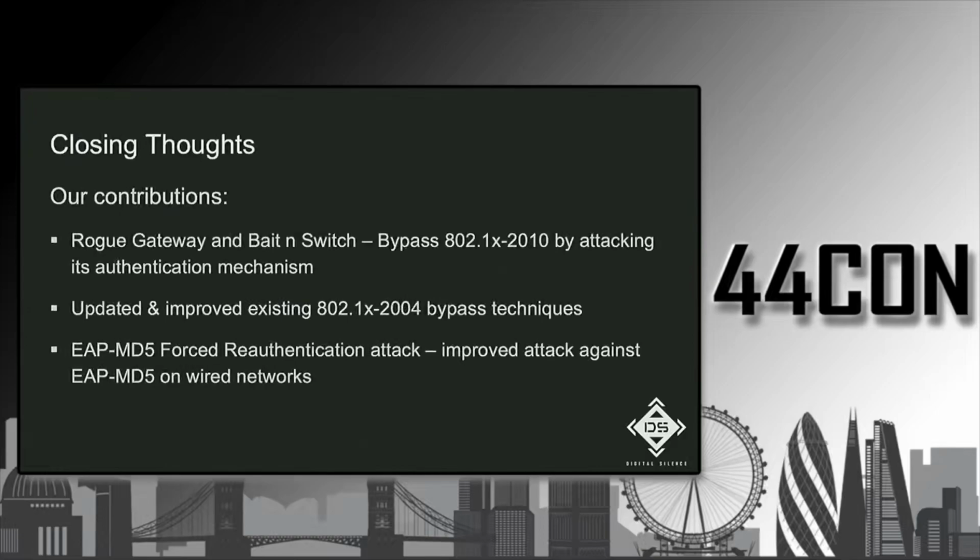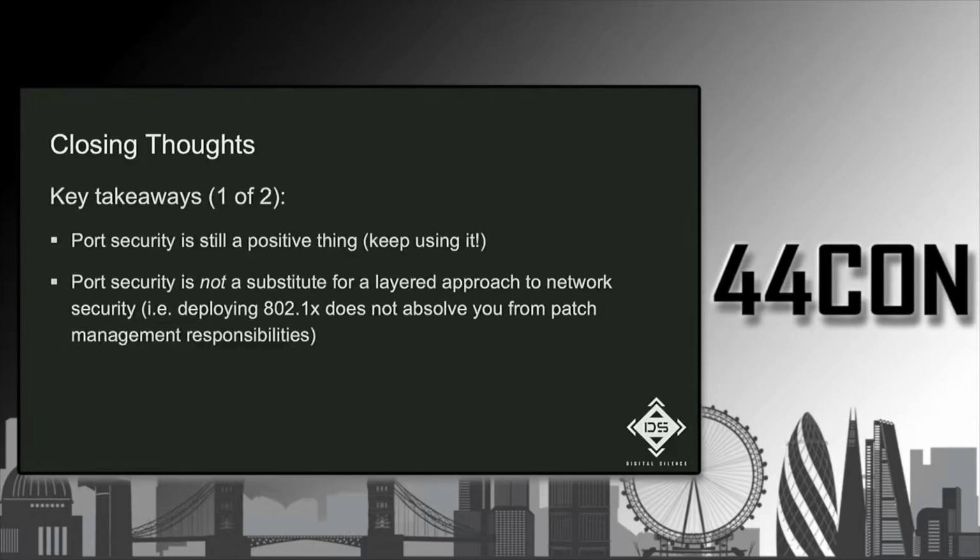Just to go over the main contributions we've covered today. The first is the rogue gateway attack, which can be used to bypass 802.1X-2010 in cases where weak EAP methods are used, and does that by attacking the authentication process itself rather than dealing with MACsec. We've updated and improved the existing 802.1X-2004 bypass techniques and packaged them in a really easy to use and install tool called Silent Bridge. And also we've introduced the EAP-MD5 forced re-authentication attack, which is kind of simple, but it makes the process of attacking EAP-MD5 a lot easier and faster.